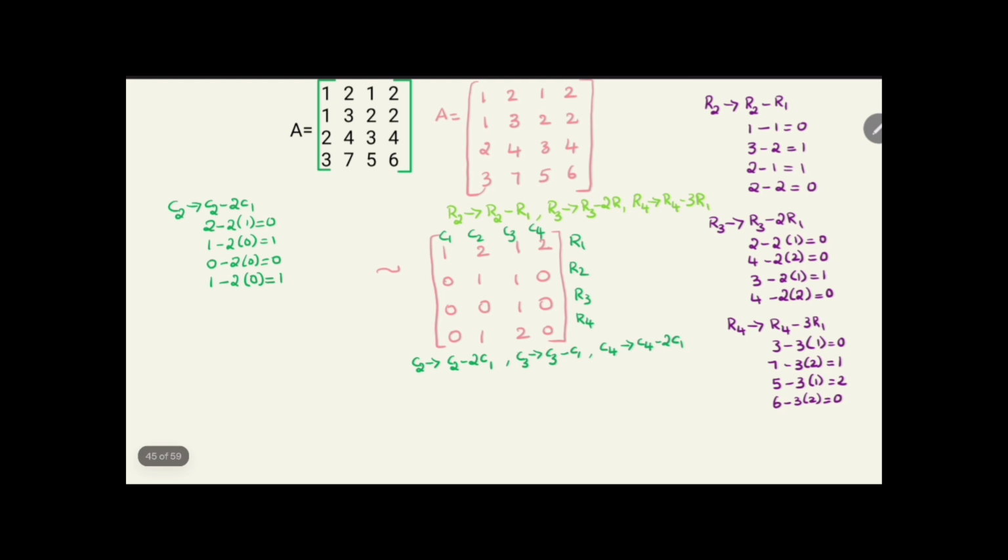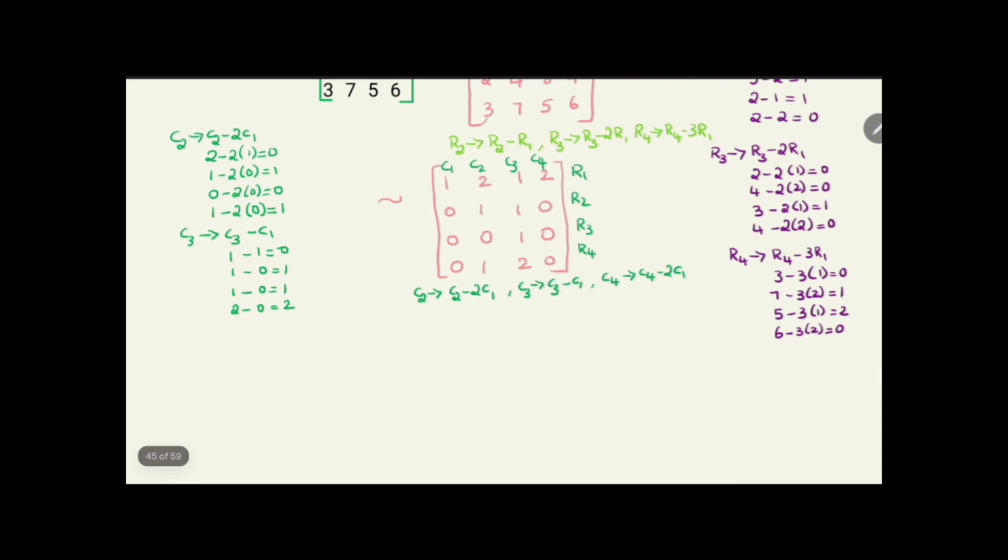Now, what is the next operation I have taken? C3 implies C3 minus C1. So what is the first element of C3? It is 1 minus 1, 0. 1 minus 0, it is 1. 1 minus 0, 1. And 2 minus 0, it is 2. Yes. Is that clear, students? Now the last operation, see here. C4 implies C4 minus 2C1. What is the first element of C4? 2 minus 2 into 1. So 2 minus 2, 0.